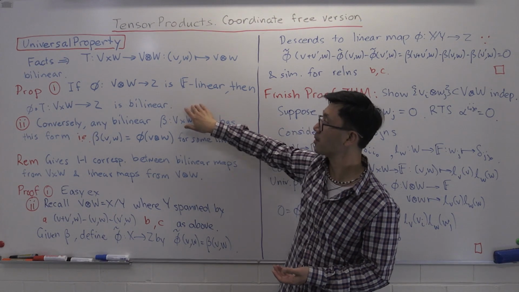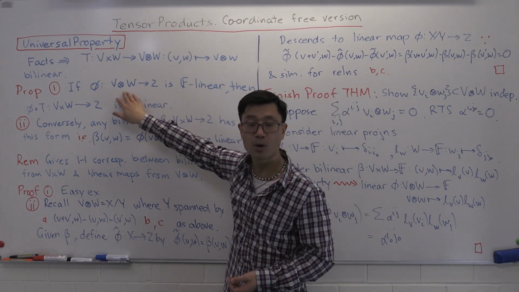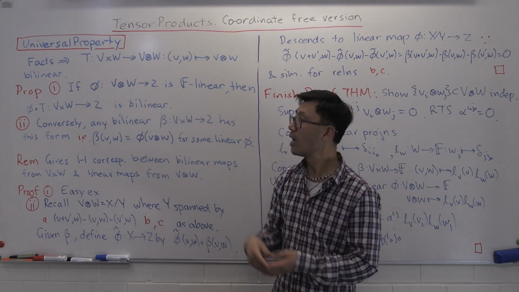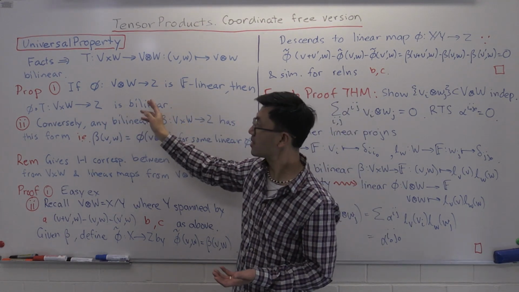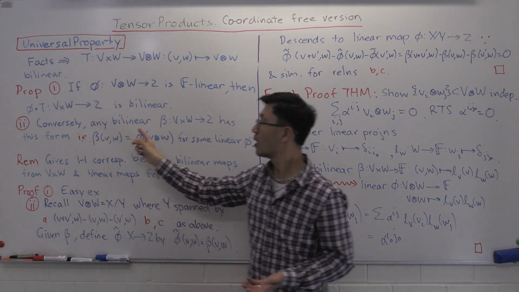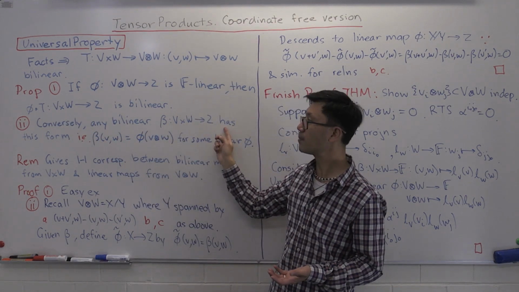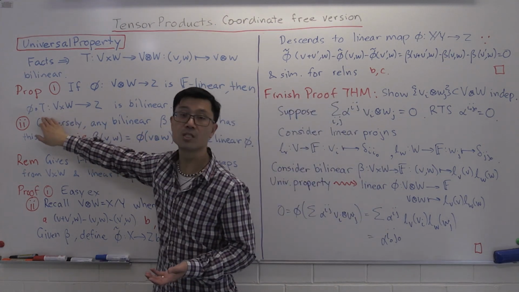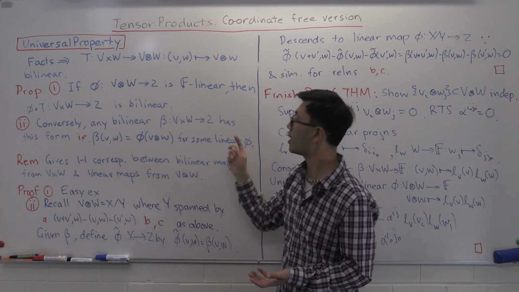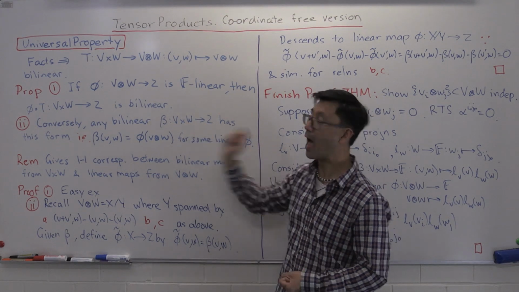Okay, so that's the first part. Given a linear map out of this tensor product, you get a bilinear map. The other half is to show that, in fact, if you start instead with a bilinear map like this, say beta from V cross W to Z, it comes from this procedure here, okay? So it comes from composing with this T map here, okay? So any bilinear map beta has this form.